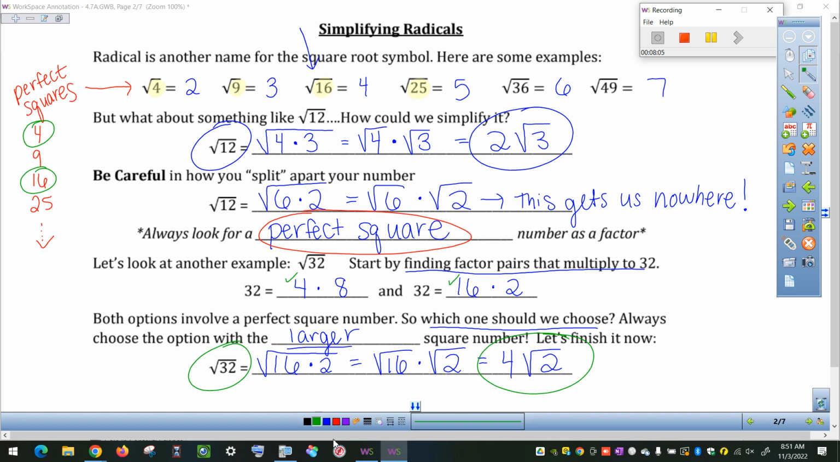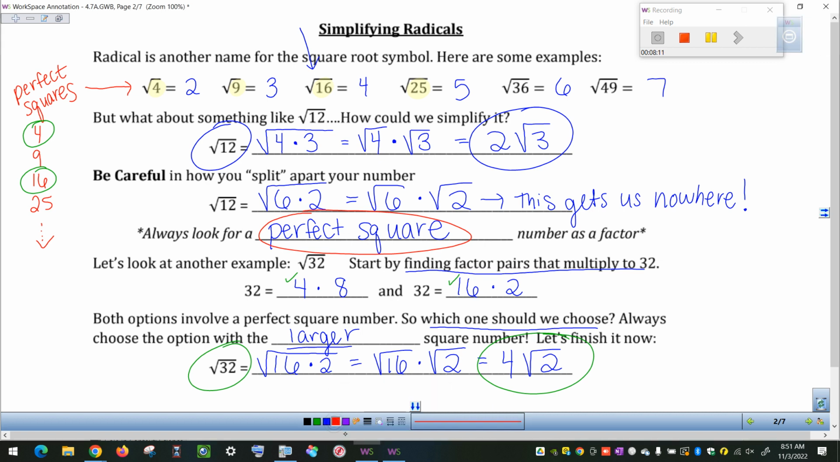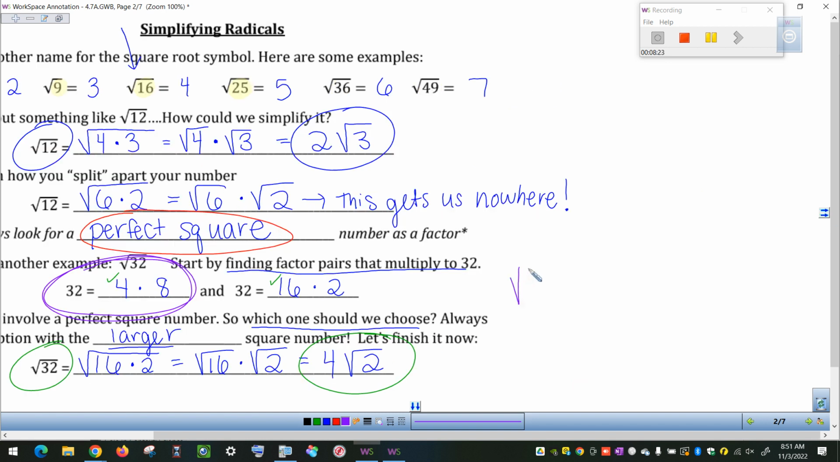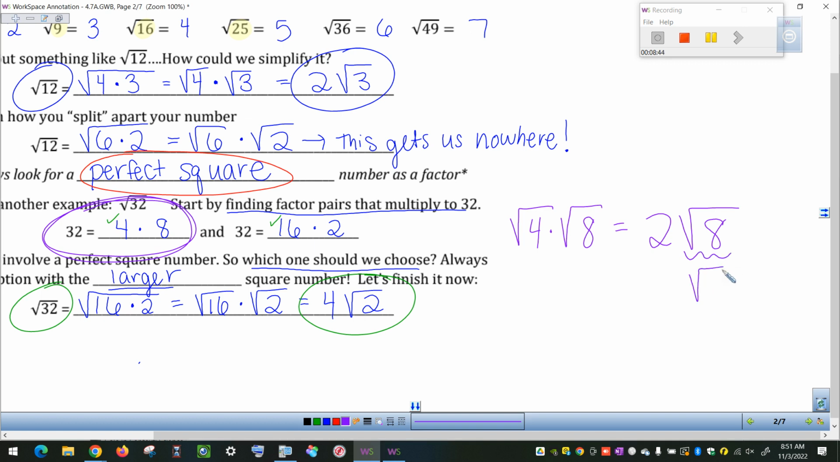Now let's say you didn't choose the larger option. To split this up, let's say that you chose the smaller one. Here's what that would look like. So if you didn't think about 16 times 2 and you just only thought of the 4 times 8, well, you could split that into the square root of 4 times the square root of 8. That ends up being 2 times the square root of 8. But then what's interesting here is that the square root of 8 can be simplified further. So the square root of 8 is the same thing as the square root of 4 times the square root of 2, because 4 times 2 is 8.